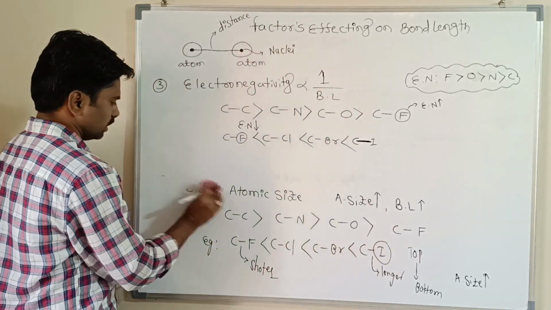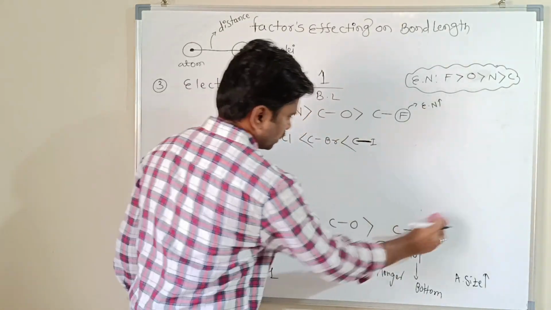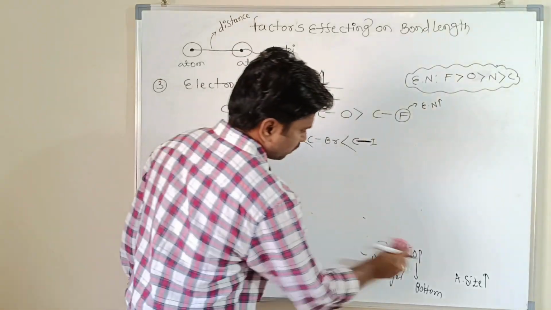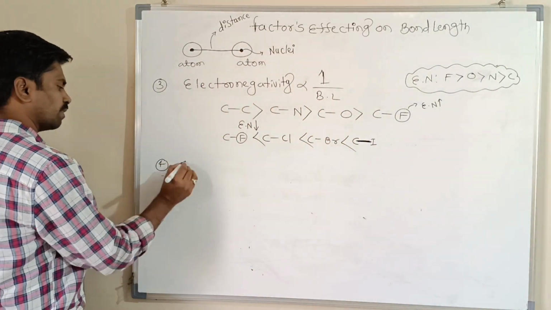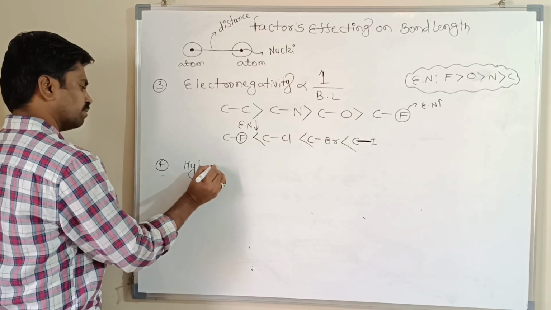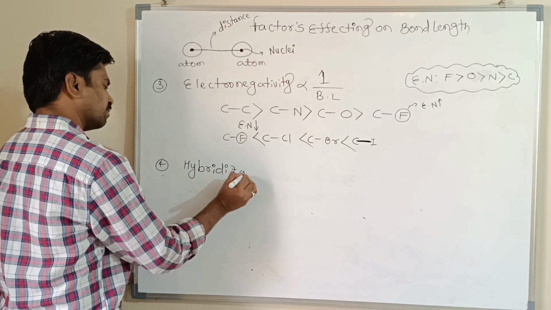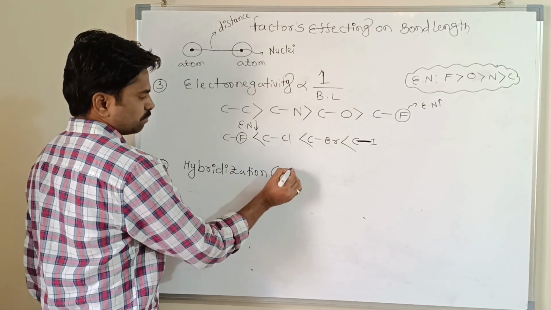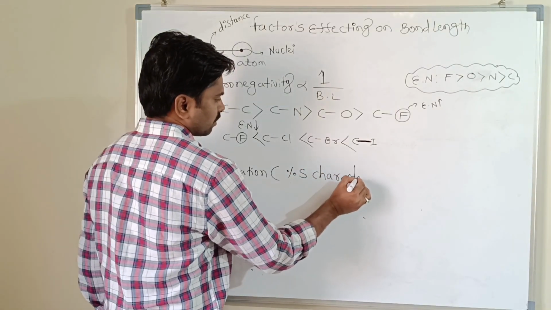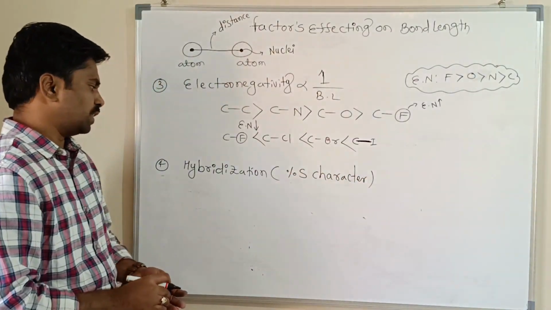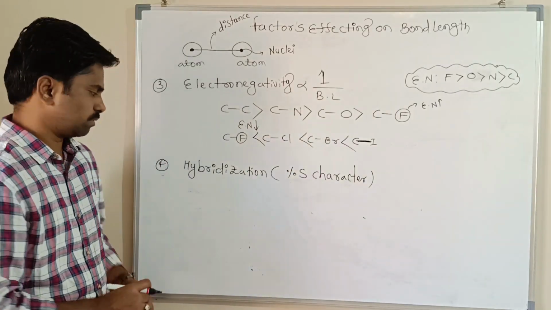Then go for the next one. The fourth factor is hybridization. Hybridization, in terms of percentage of S character. Okay, so how it affects bond length, we discuss now.